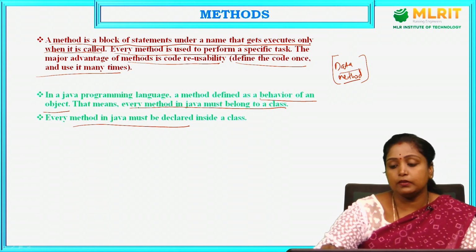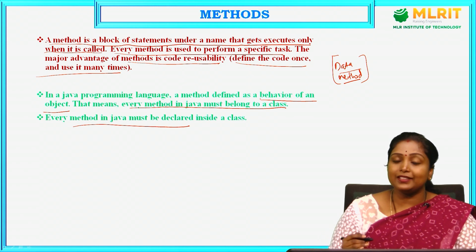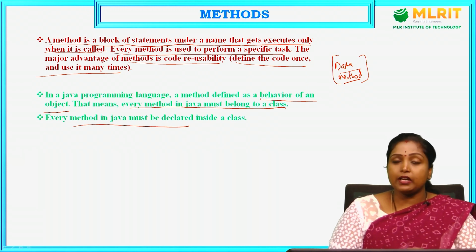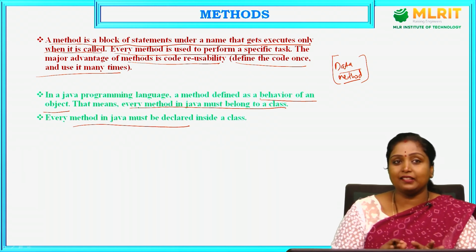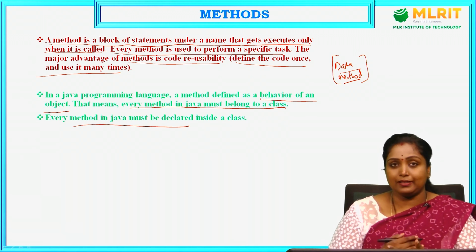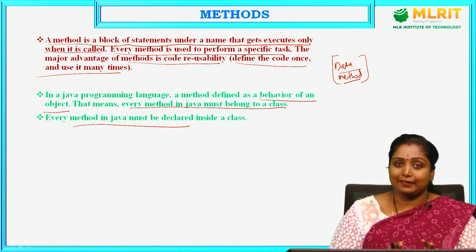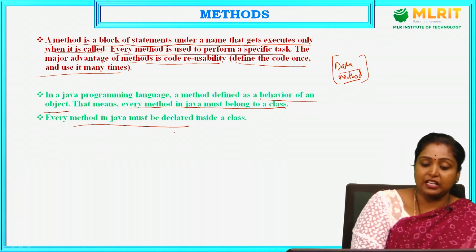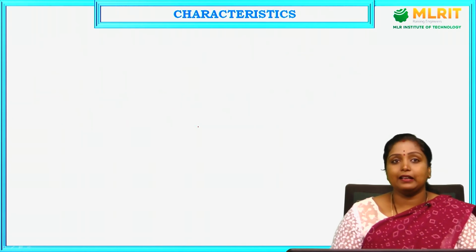Data members are nothing but variables. Member methods are nothing but methods. In Java, everything is in the form of classes and objects. So whatever code you write, whatever methods you define, should be in a particular class only. The methods in Java will be declared inside a class only.